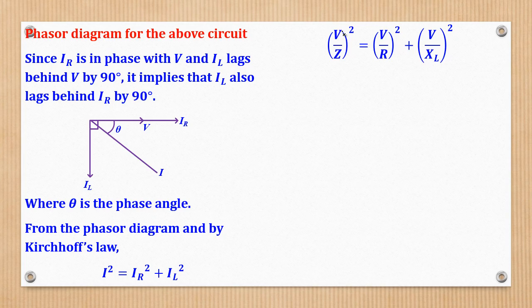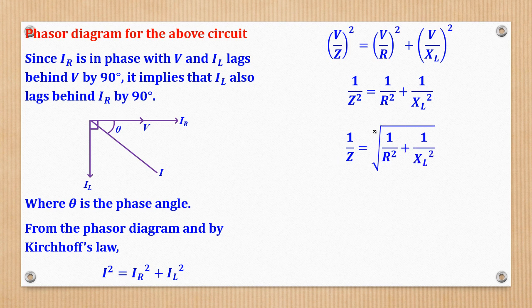So here I realize that V is common, so it can cancel. Then put square root on both sides to come up with 1 over Z being equal to this. So in this case, when I make this the subject, that will be the impedance.